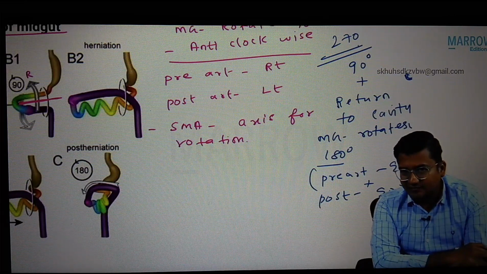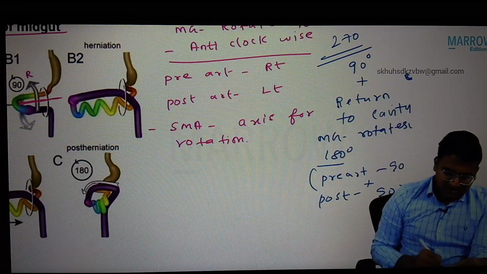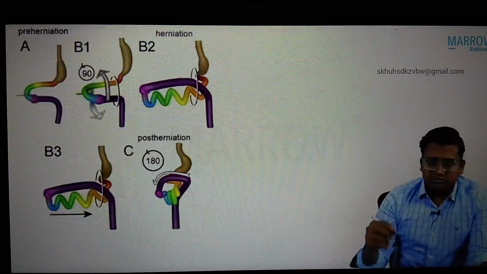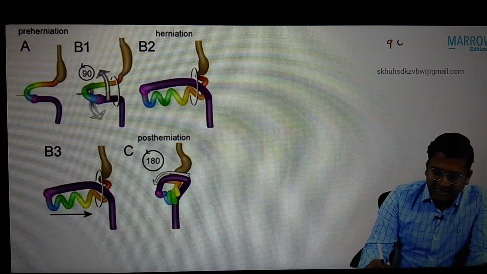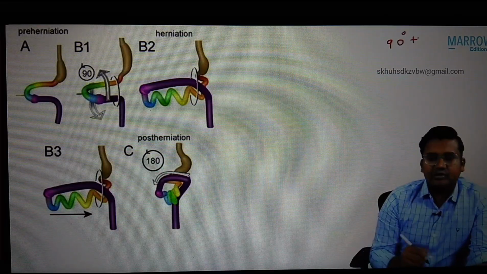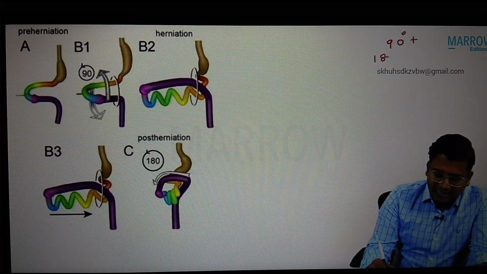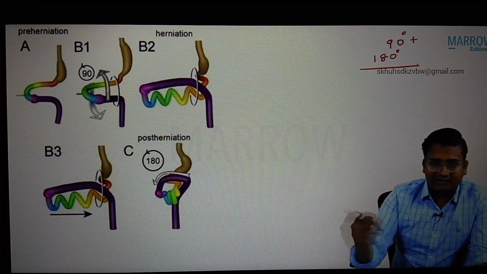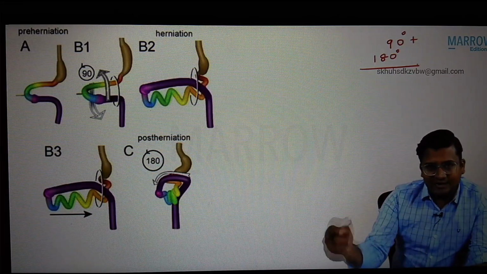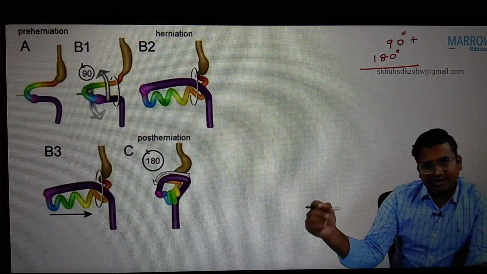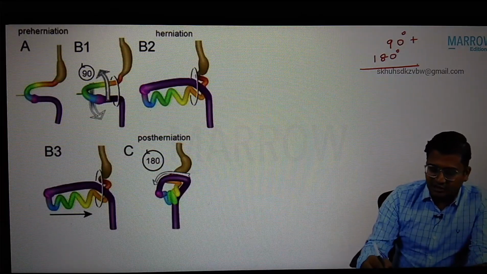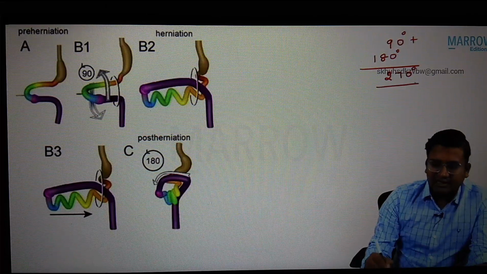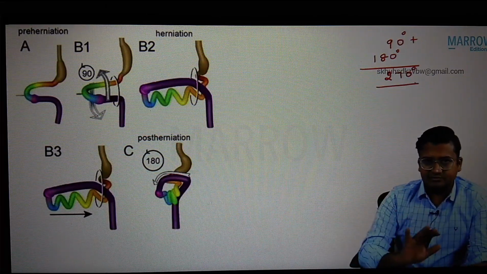Okay? Is that clear? Right. Now see the diagram. Now first rotation over. We know that. So already the first 90-degree rotation is over, and the next 180-degree rotation will take place while returning into the cavity. Pre-arterial segment 90 degrees, post-arterial segment 90 degrees. 90 plus 90, 180. So altogether, the midgut loop rotates 270 degrees in the anti-clockwise direction.